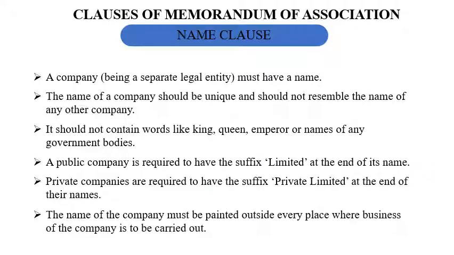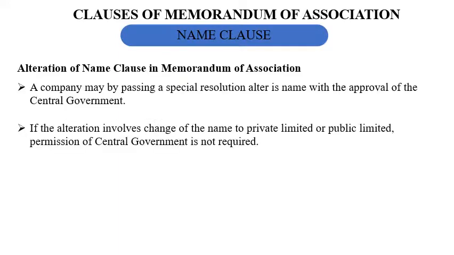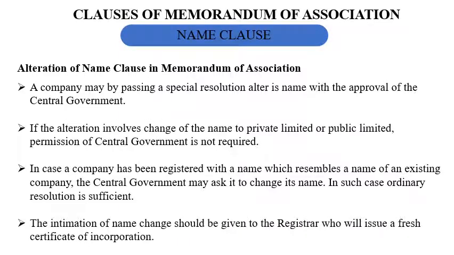Now the alteration is also possible. Alteration of the memorandum, that is the name clause: if the company wants to change its name clause, it can do so by passing a special resolution and with the approval of the Central Government. If the alteration involves a change of name from private limited to public company, meaning converting private limited to public company, then there is no need to take permission from the Central Government.